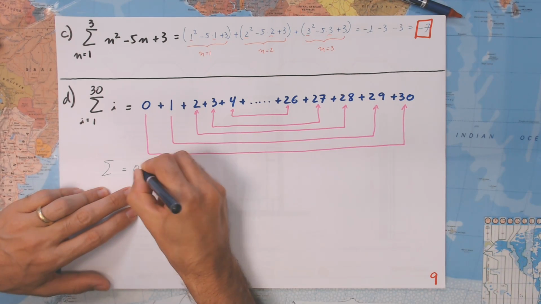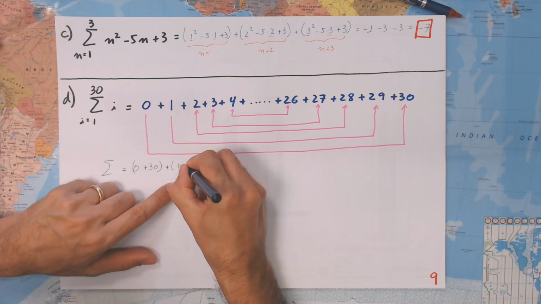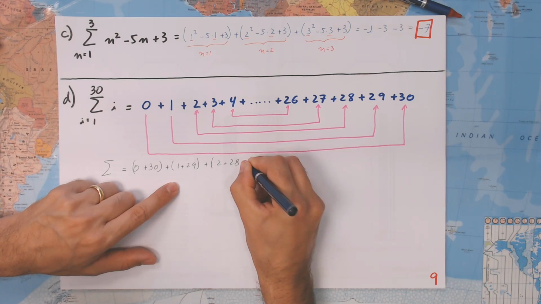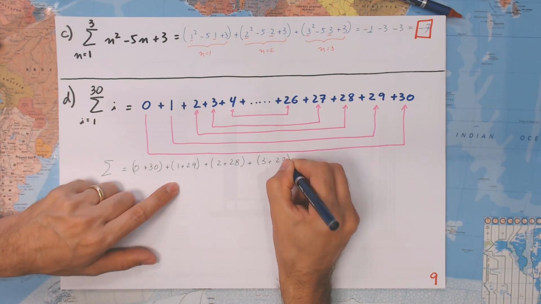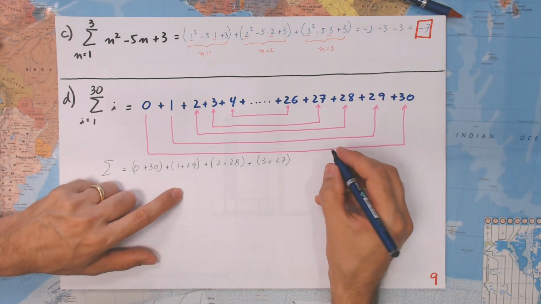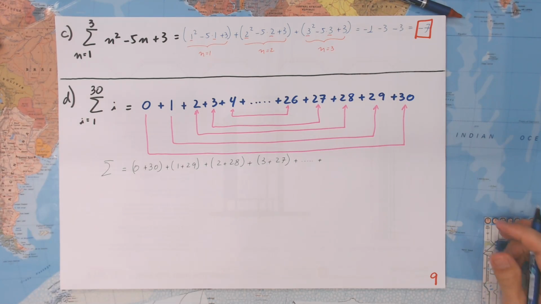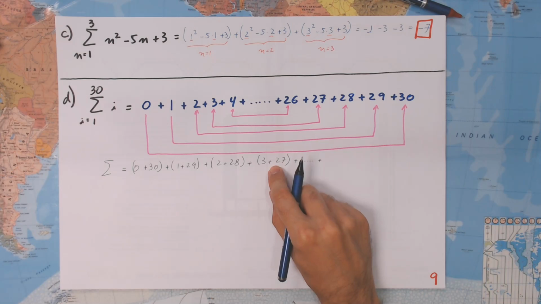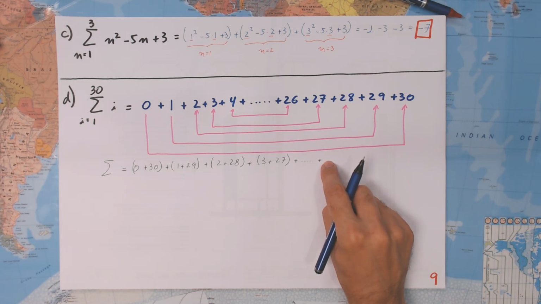0 plus 30, plus 1 plus 29, plus 2 plus 28, plus 3 plus 27, and it goes on. Okay, I'm not going to continue. But can you see something? They're going to add up to 30, right? Now let's see what is there. Maybe when you have reached 10, it is going to be 10 plus 20, right?